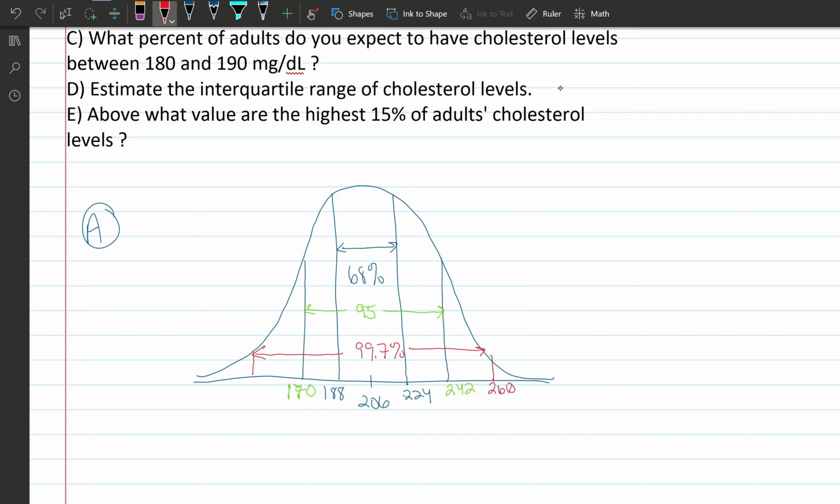And then to the left, 206 minus 3 times the 18 will get us 152. So 99.7% of the values fall within three standard deviations, which is, for our example, between 152 and 260 milligrams per deciliter. So this is the normal model specifically relating to our example.